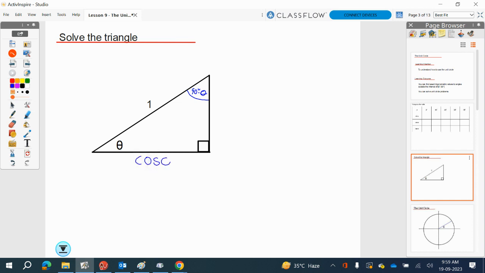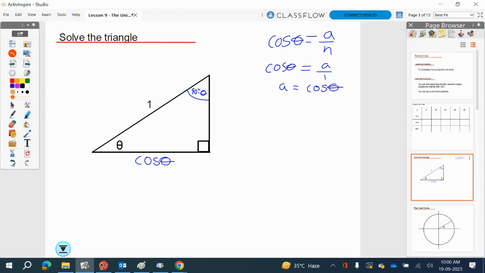So if you put the adjacent over hypotenuse is equal to the cosine of theta, and then you multiply the hypotenuse over to the other side, it simplifies. So your formula is that the cosine of theta equals adjacent over hypotenuse, which is the adjacent that we're after, that's 1. So the adjacent is equal to cosine of theta.